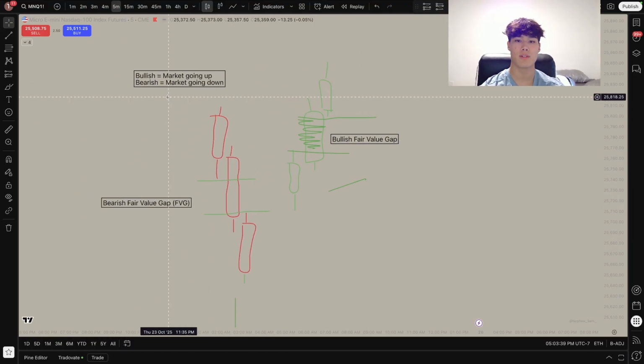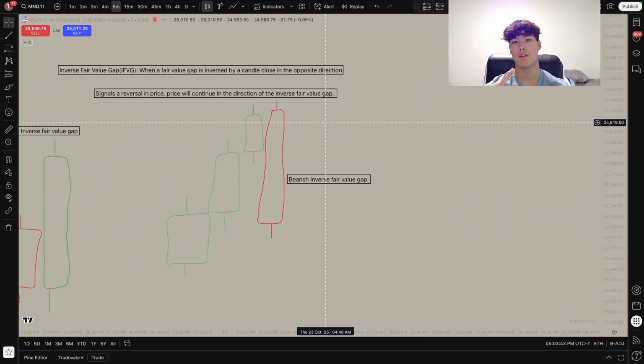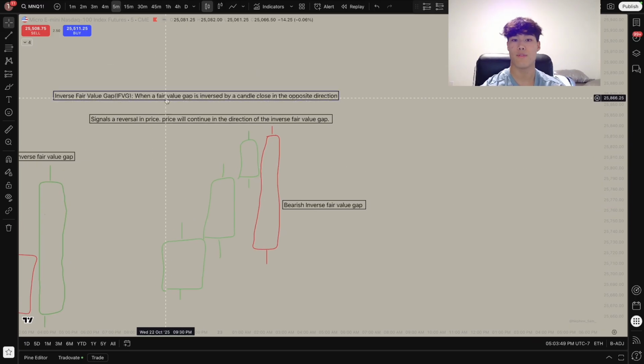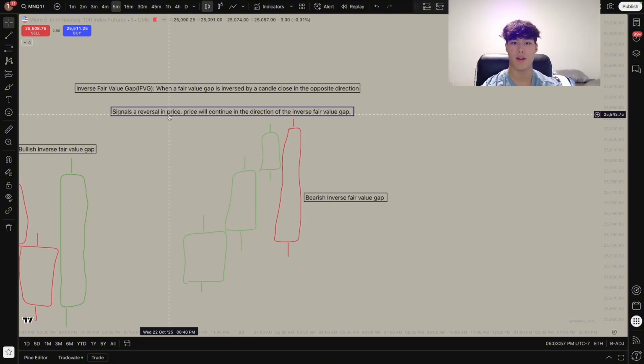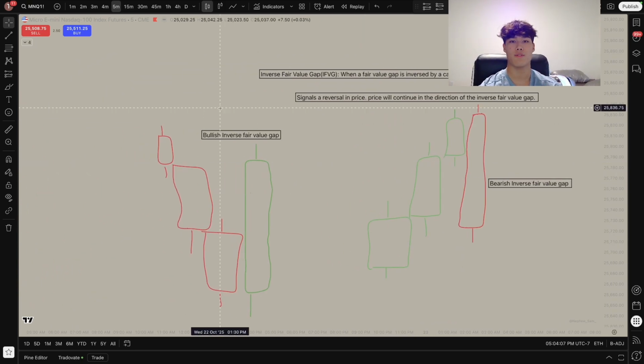fair value gap is. Now let's continue to the third thing I'm going to teach you, inverse fair value gaps. What is an inverse fair value gap? An inverse fair value gap is when a fair value gap is inversed by a candle close in the opposite direction. And an inverse fair value gap signals a reversal in price. Normally when an inverse fair value gap happens, it signals that price may continue in the direction of that inverse fair value gap. So let's start with a bullish inverse fair value gap.